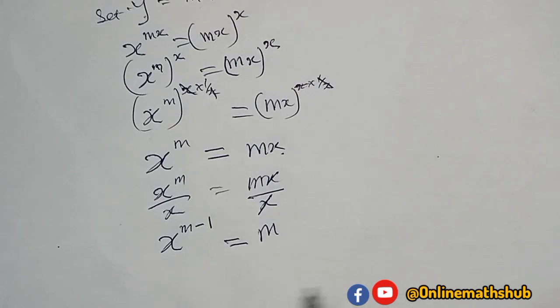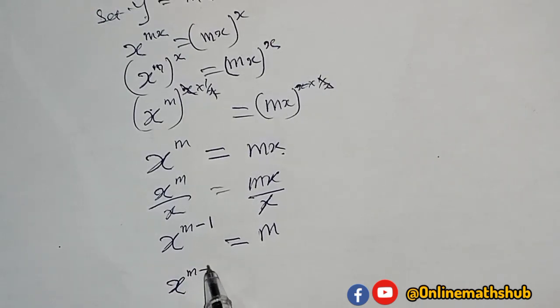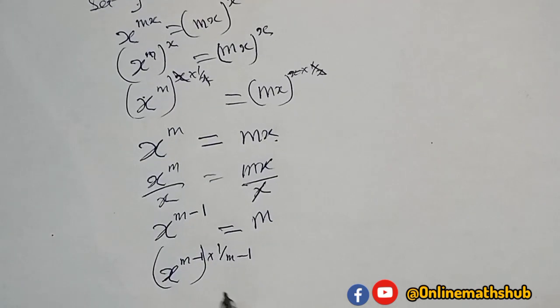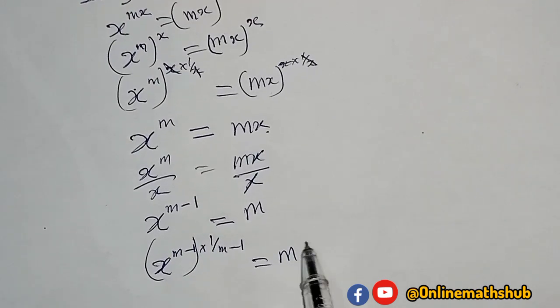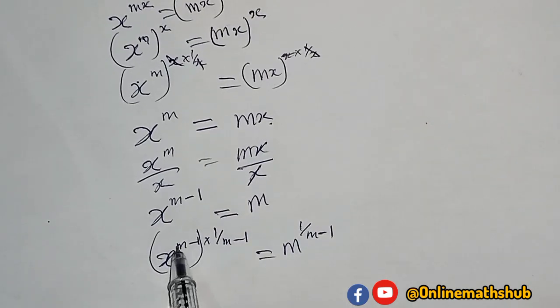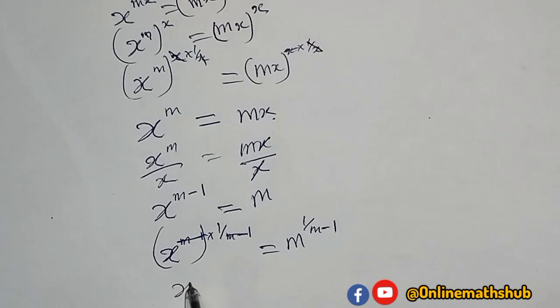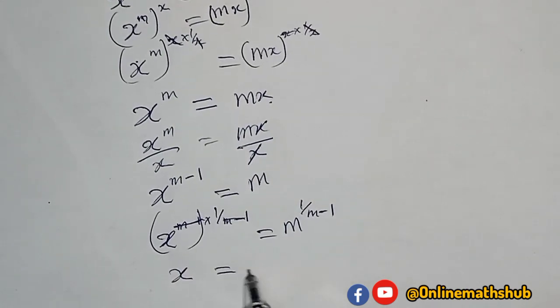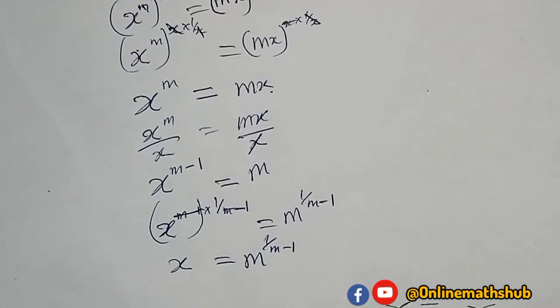So this is what I have, and of course to get my x from here, what I'm going to do is multiply both sides by the power of 1 over m minus 1. If I do that, I will have that this is x raised to power m minus 1, let me just put it in bracket, m minus 1 over m minus 1, is equal to m raised to power 1 over m minus 1. So clearly this will deal with this, and eventually I'm getting that my x is actually m raised to power 1 over m minus 1. So it's pretty much simple.